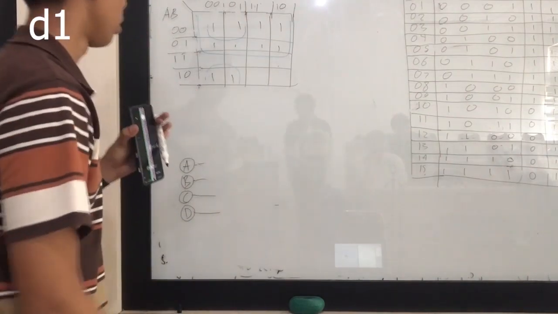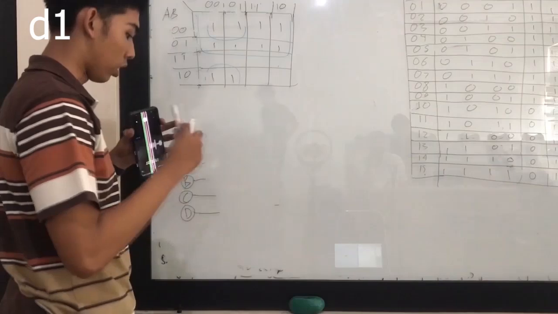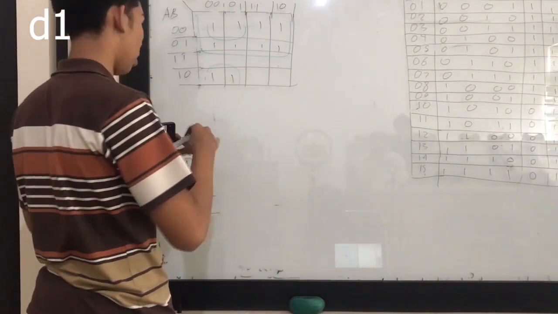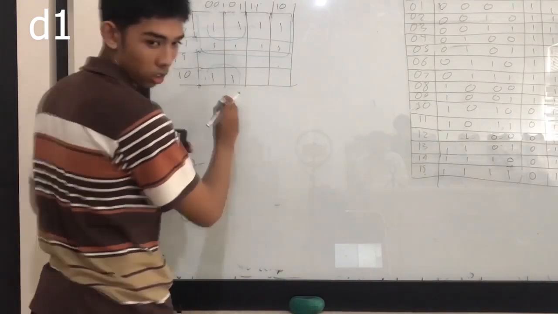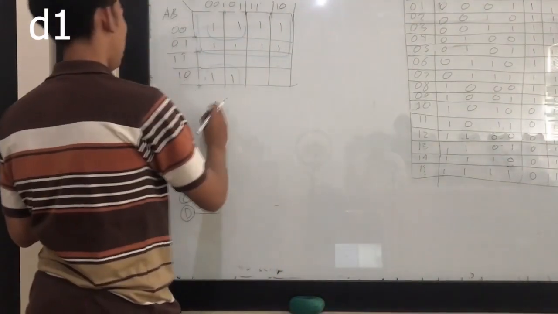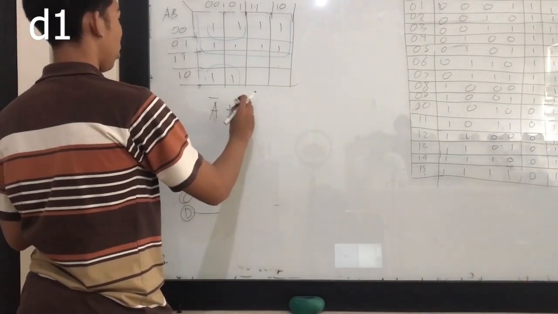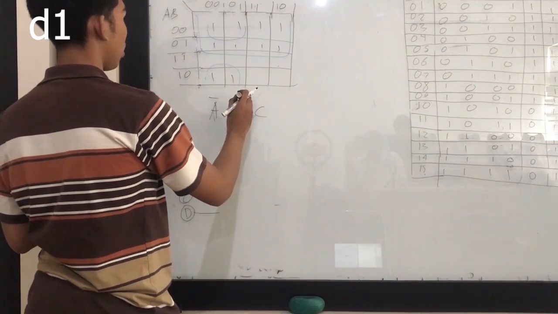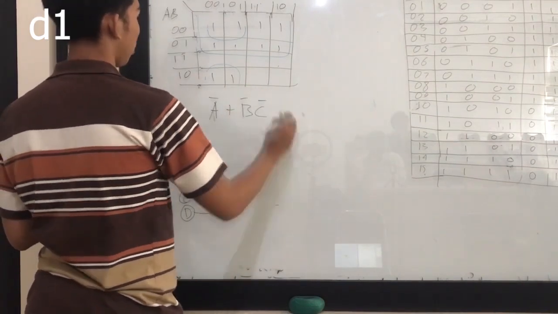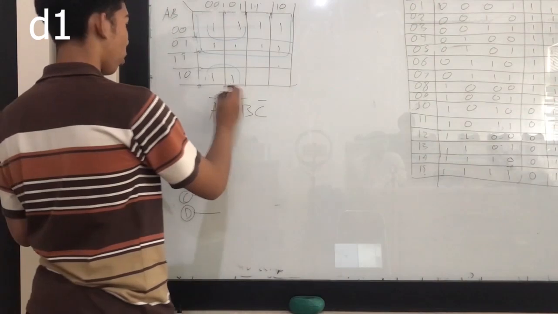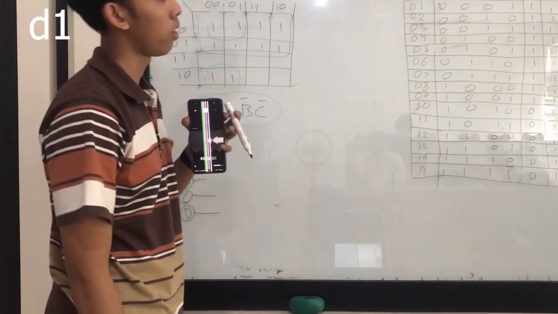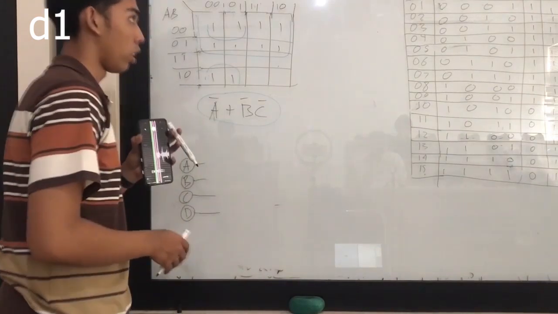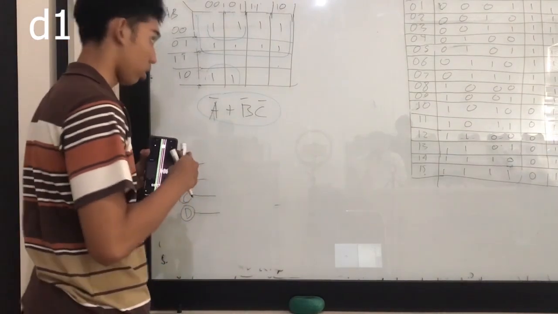Okay, we got this. Same as A1, the simplified expression should be A inverse plus BC inverse. Okay, this should be for A1, D1, E1, and F1. But we are going to draw it anyway, so let's draw the circuit.